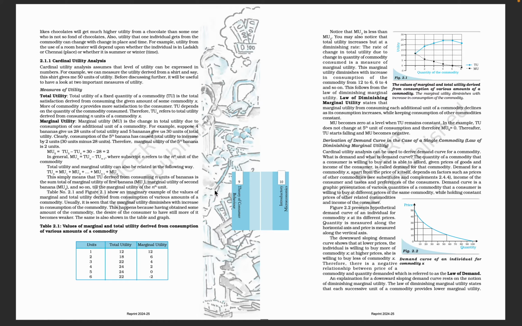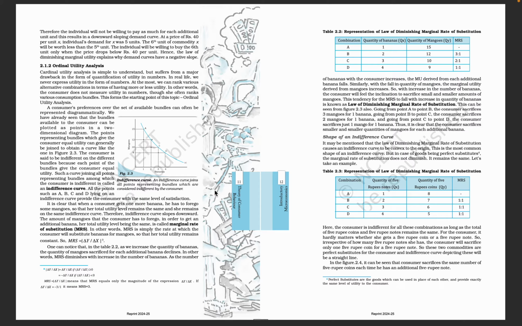of demand. An explanation for a downward sloping demand curve rests on the notion of diminishing marginal utility. The law of diminishing marginal utility states that each successive unit of a commodity provides lower marginal utility. Therefore, the individual will not be willing to pay as much for each additional unit, and this results in a downward sloping demand curve. At a price of Rs 40 per unit of X, the individual's demand for X was 5 units.